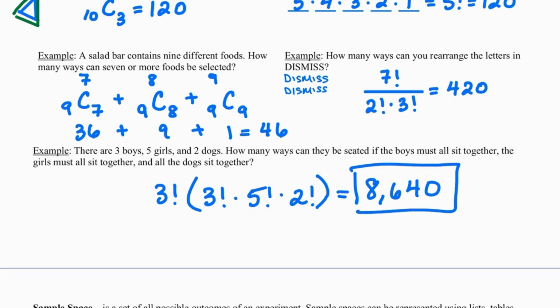So again, the hardest part about all of this is if it's multiplying or adding. If you're doing different events, you're adding. If you're doing this all within one event, you're multiplying.